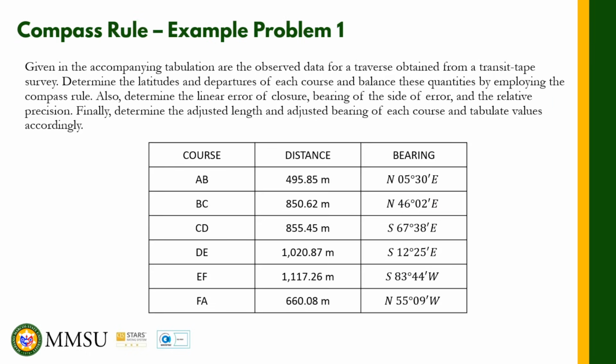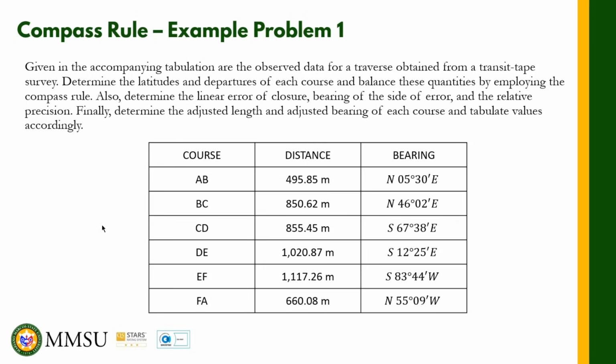Okay, given in the accompanying tabulation are the observed data for a traverse obtained from a transit tape survey. Determine the latitudes and departures of each course and balance these quantities by employing the compass rule. Also, determine the linear error of closure, bearing of the side of error, and the relative precision. And then finally, determine the adjusted length and adjusted bearing of each course and tabulate values.